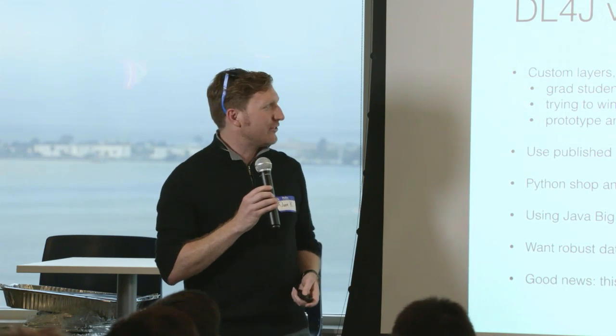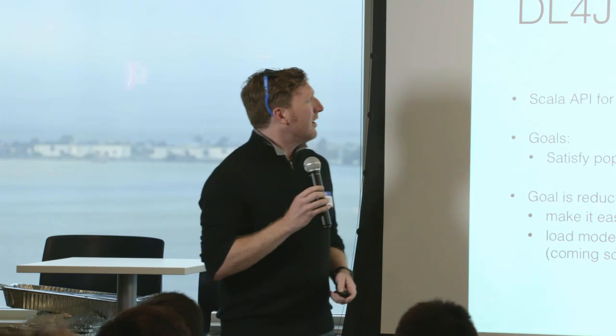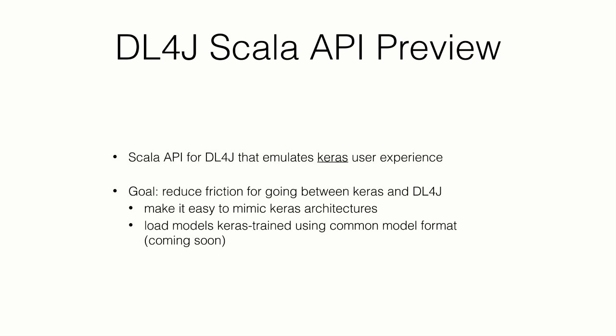Okay, so it's a false choice, as most things are. Most cases where people try to convince you it's either-or, it usually isn't. As I mentioned, you can have your cake and eat it too. And the reason for this is we're working on a Scala API for DL4J. One of our goals is to satisfy the popular demand for this. People want it. But the other reason, my mandate that Adam gave me, and the reason I'm doing this even though I use Theano in my research, is we want to build an API for DL4J that as closely as possible emulates the Keras user experience, because that will minimize friction between going from Keras to DL4J or the other direction.